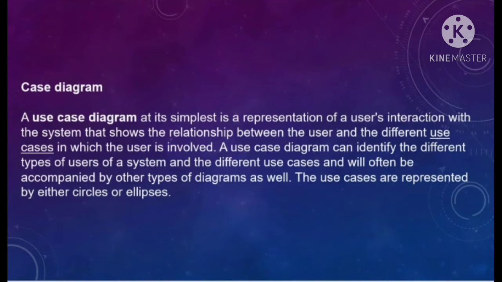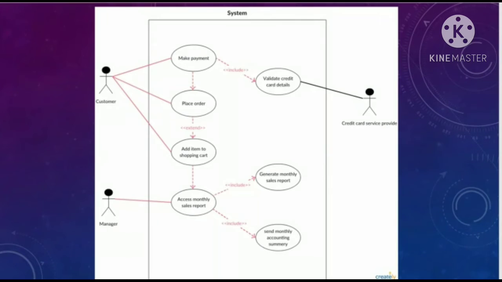Use case diagram. A use case diagram at its simplest is a representation of a user's interaction with the system that shows the relationship between the users and the different use cases in which the users are involved. A use case diagram can identify the different types of users of a system and the different use cases, and will often be accompanied by other types of diagram as well.